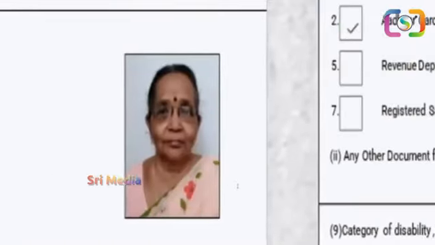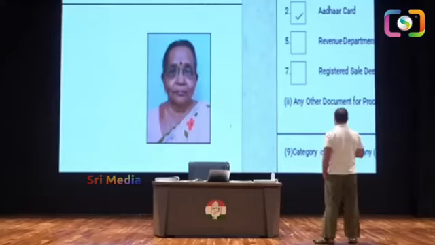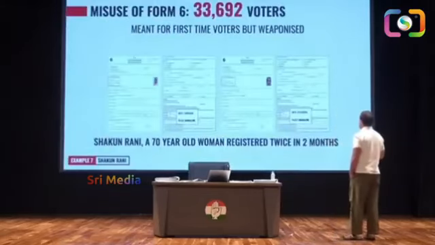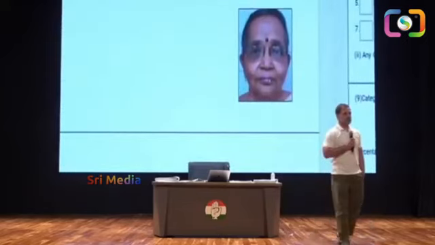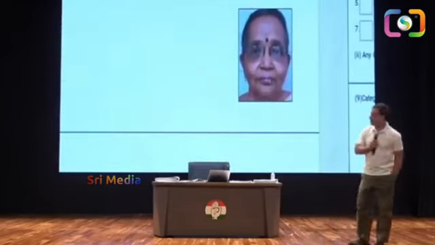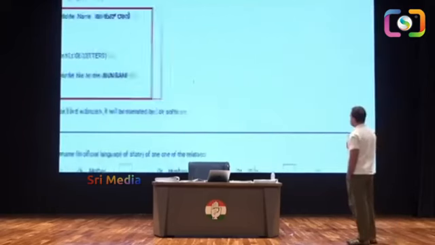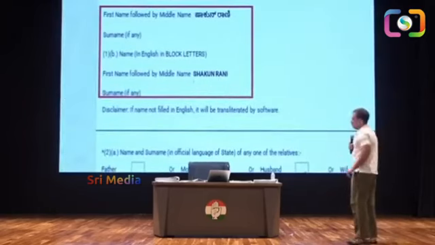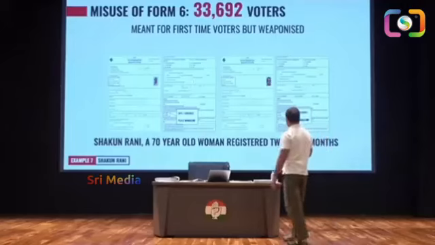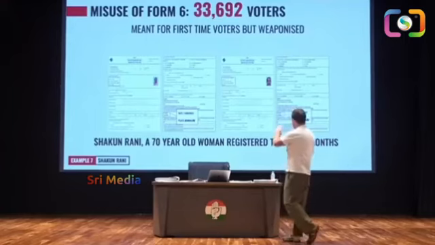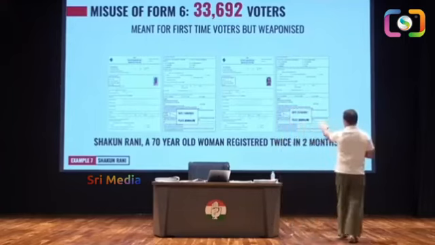That's a picture. Now go to the other picture. Look at the picture. So this is essentially a zoomed in picture that they've taken. And this is now suddenly a new voter. Go back. Now she has no surname, but her first name is Shakun Rani. Right? Go back. But what's really interesting here, now she uses this form twice.